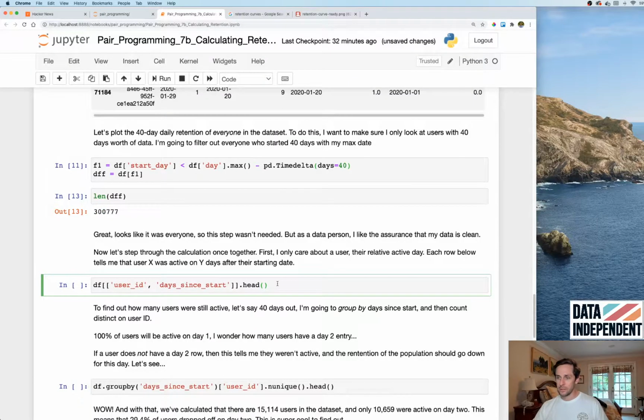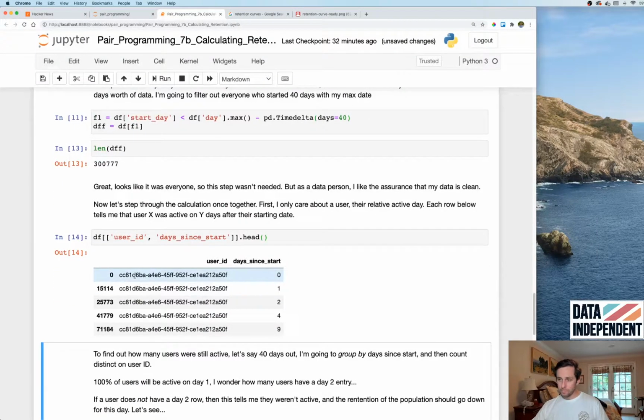So let's take a look at what we actually have in the end. We have our user ID and the days since they started. And remember, each row here represents a day of activity. What I want to know is, there's 100% of users that started on day zero, because by definition we looked at the minimum date. And then, how many users were active one day after they first started? This user was. Well, how many other users were too?